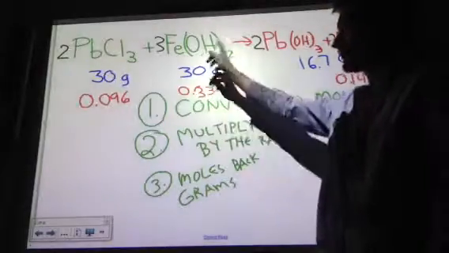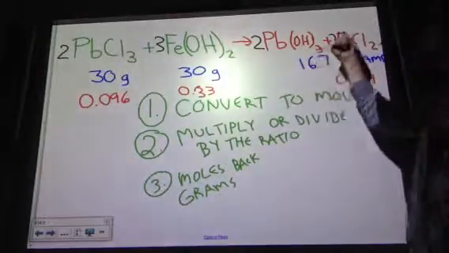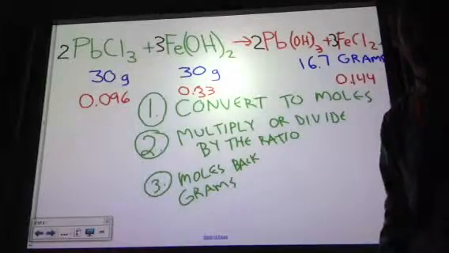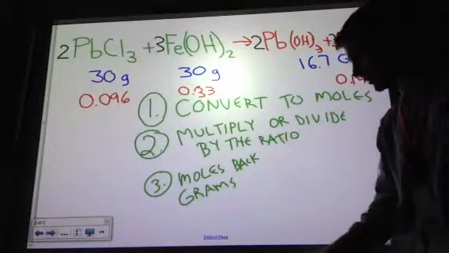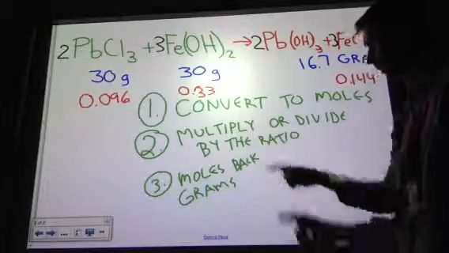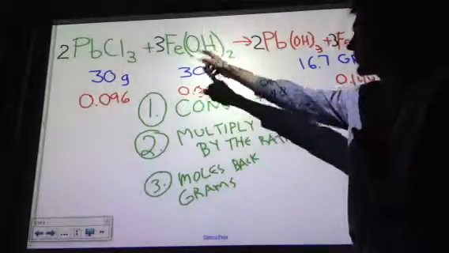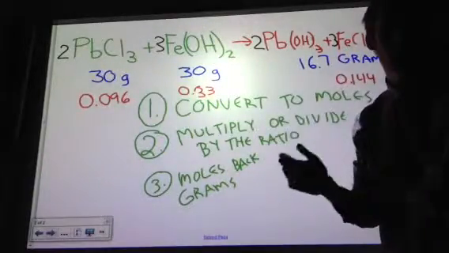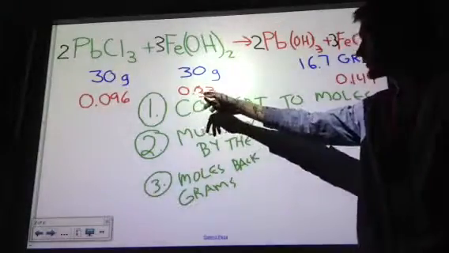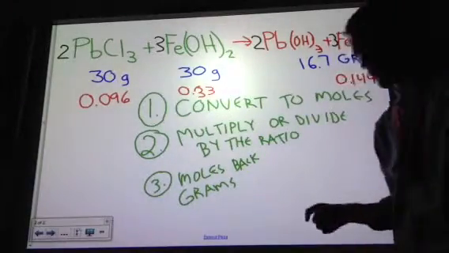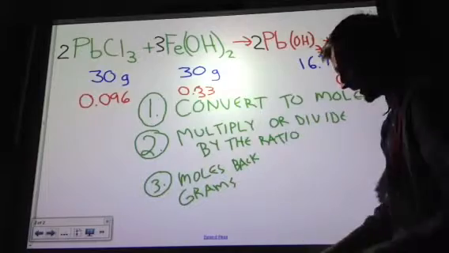0.33 moles of this gives you how many grams of the same thing that we found before, the FeCl2. Well, okay, convert to moles, bam. Multiply or divide by the ratio. 3 to 3, so it's a 1-to-1 ratio, so you don't have to do anything with that. 0.33 moles of this equals 0.33 moles of this. Okay? Moles back to grams.